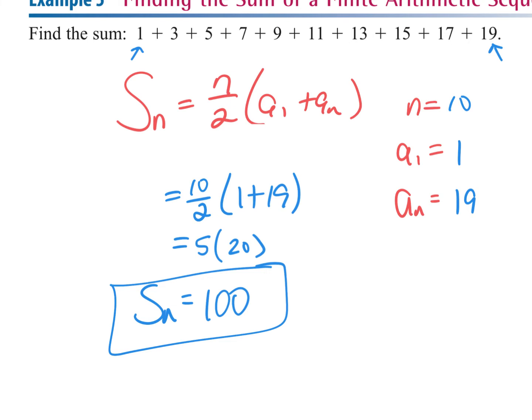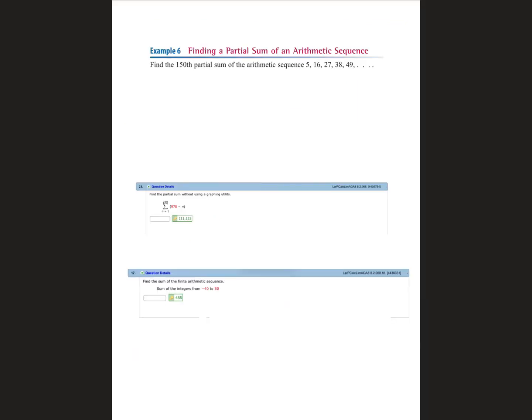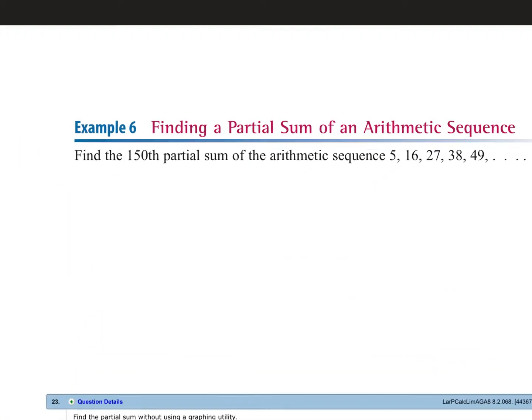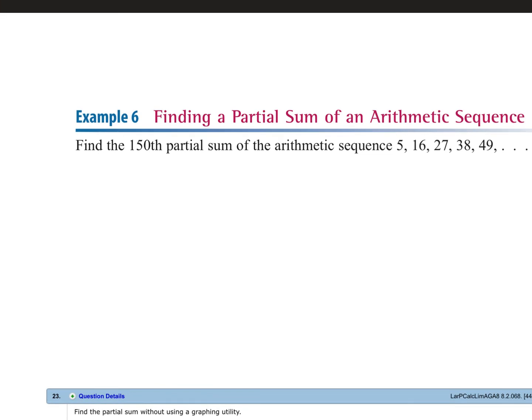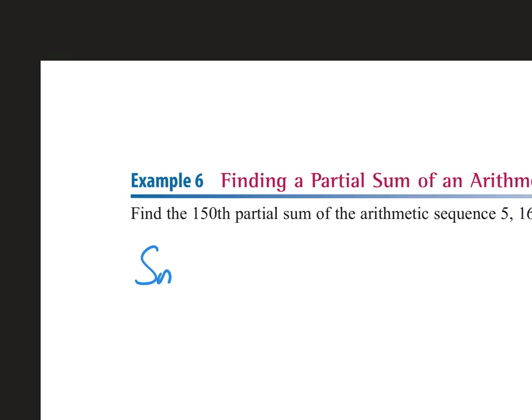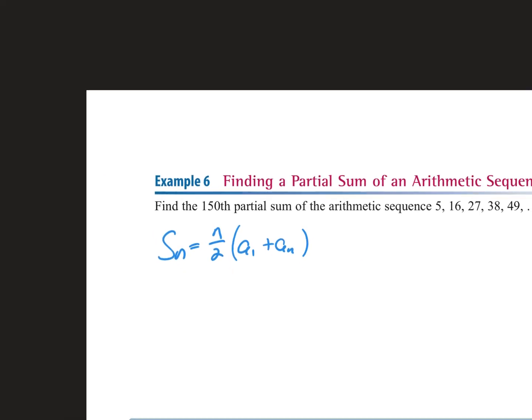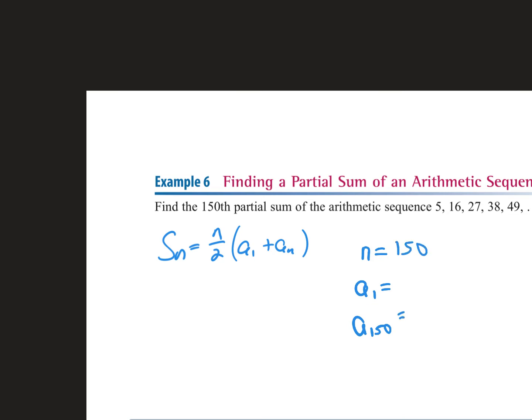I have my last example, and then I have things that you might see on your web assignment that I just want to show you. All right, find the partial sum. Partial sum means I have to use this formula. There's 3 pieces of info that I need. I need the first, I need the last, and I need to know how many numbers I'm talking about adding. It says the 150th partial sum. They want you to add 150 numbers together.